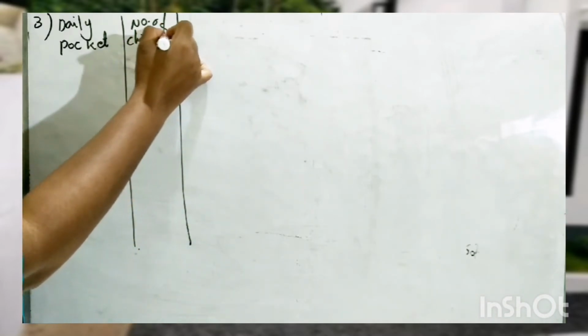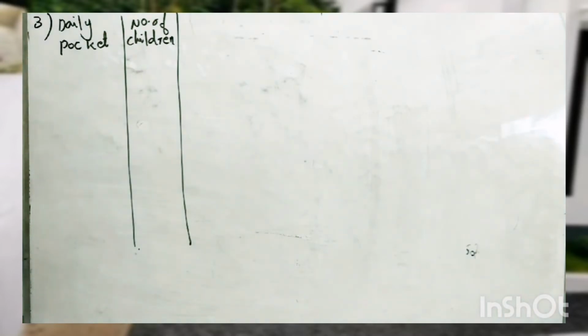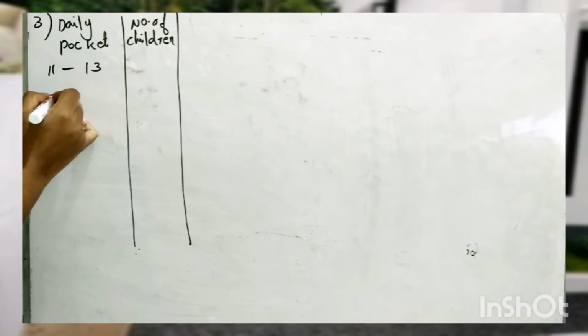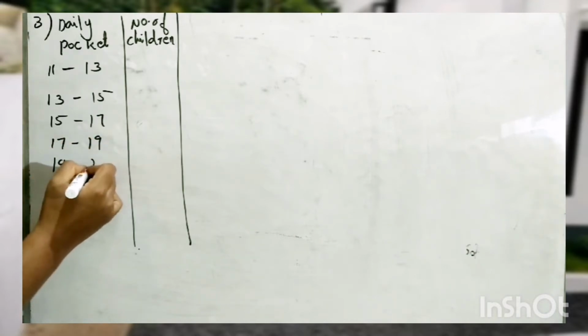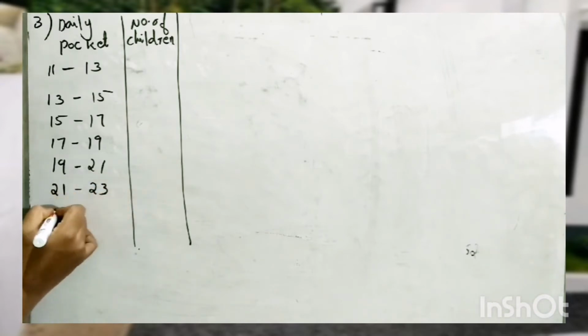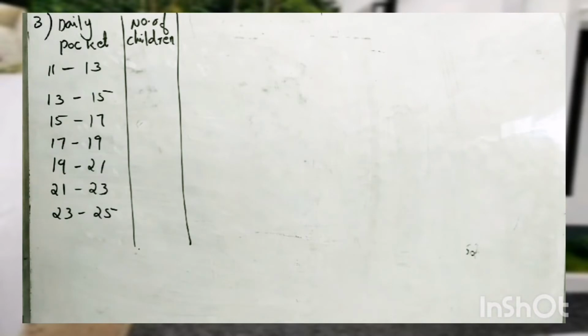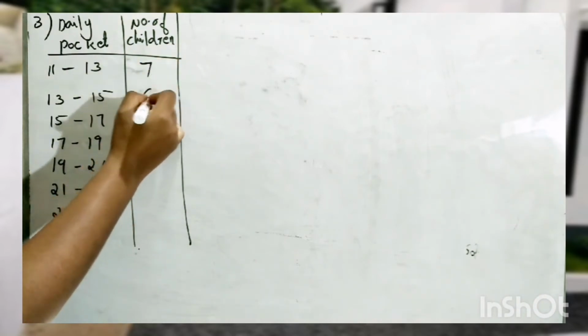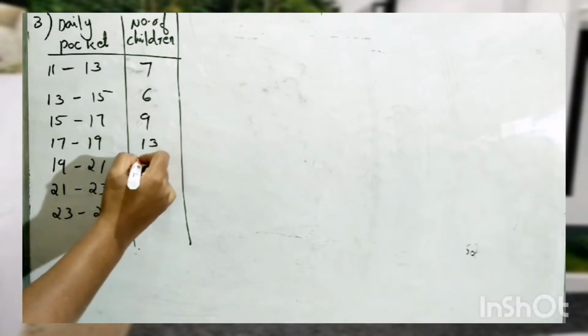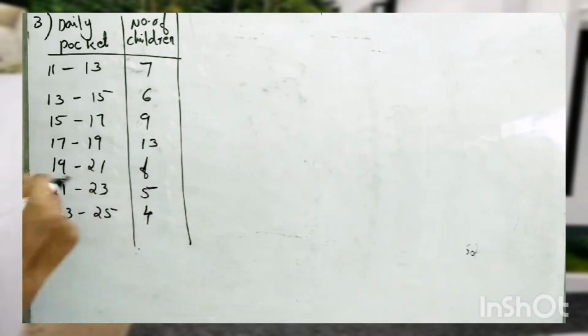So the daily pocket allowance in rupees is 11 to 13, 13 to 15, 15 to 17, 17 to 19, 19 to 21, 21 to 23, 23 to 25. And the number of children, this is our Fi, is 7, 6, 9, 13, F, 5, 4. Corresponding to the class 19 to 21, the frequency is not given, that is F. We need to find the value of that F. But in our question, the mean is given: the mean pocket allowance is rupees 18.